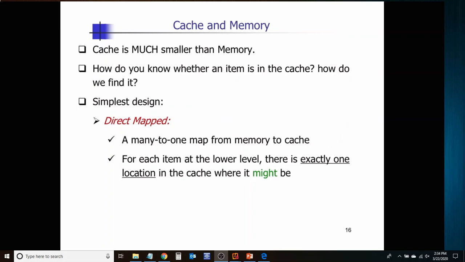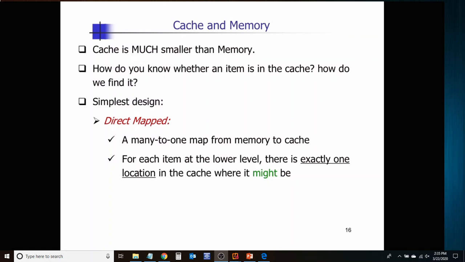In this next lecture, we will look at the concept of cache and memory. We are going to try to look at how we map things from a large memory to a small cache, and the first way we are going to look at is a direct mapped cache. From our previous discussion on memory hierarchy, we have seen that cache needs to be much smaller than our main memory or the hard disk.